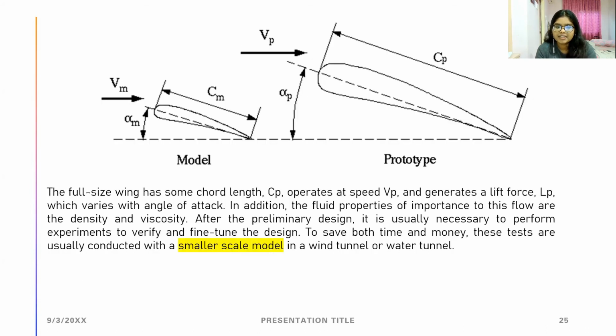As you can see here, there are two types of pictures. One is the model and one is the prototype. Basically, what this explains is that the model is smaller than the prototype. In order to save both time and money, these tests are usually conducted with smaller scales, which is the model in this picture, in a wind tunnel or water tunnel.